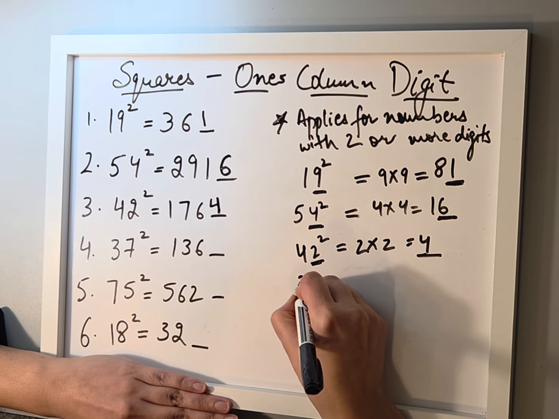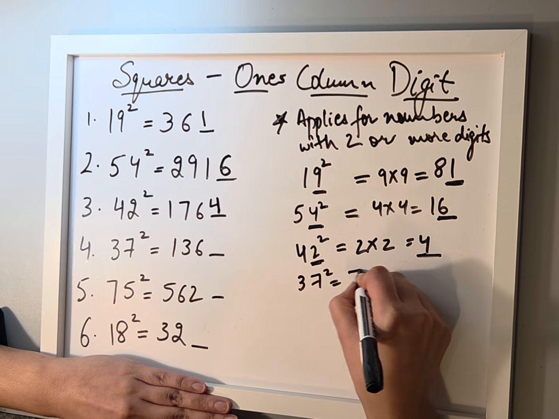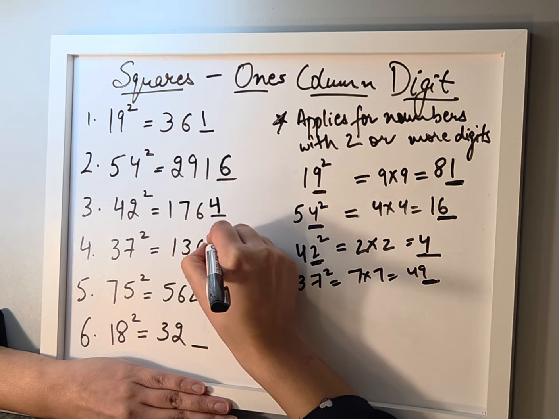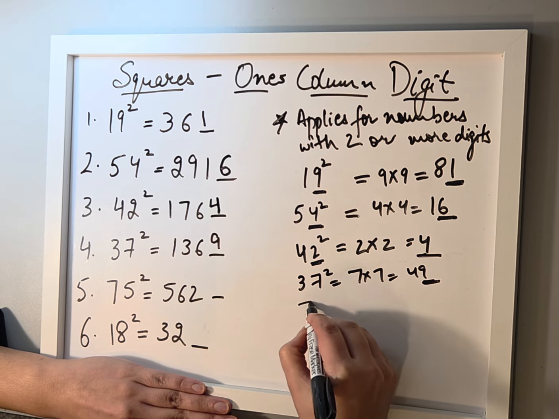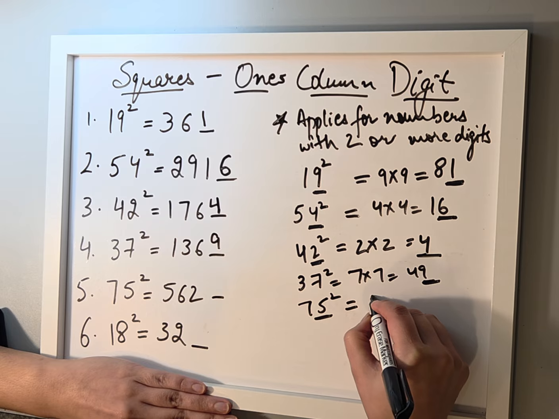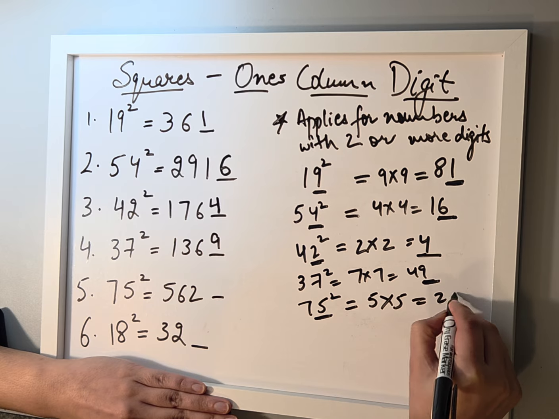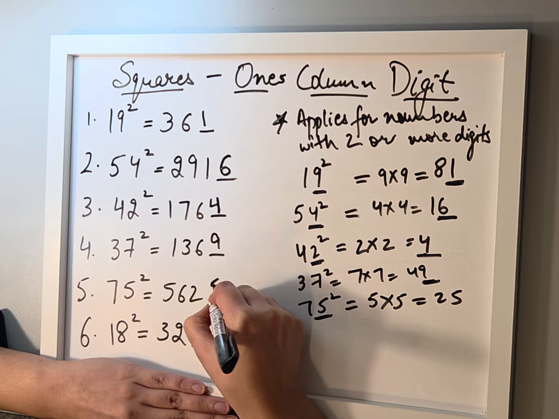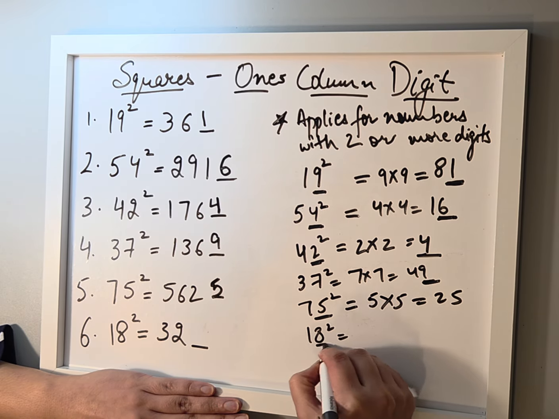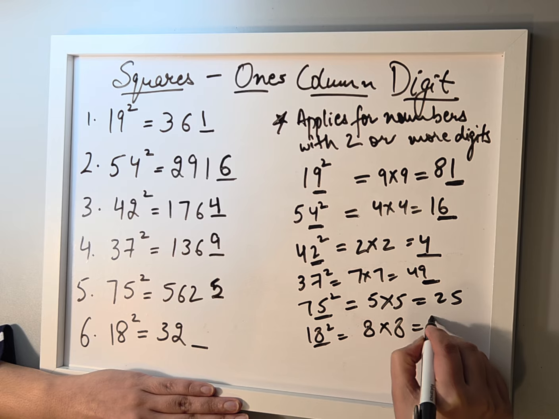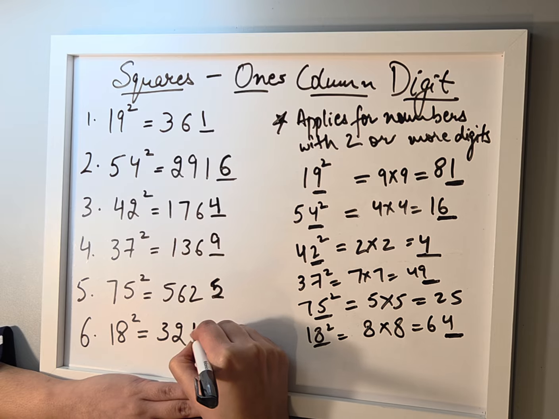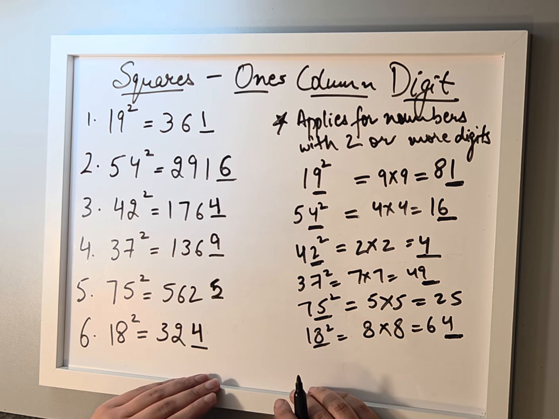Then 37 square, 7 into 7, 49. So the answer will be 9. Then 75 square, 5 into 5, 25. So the answer will be 5 here. Then 18, 8 8s are 64. And the ones column is 4. So it will be 324.